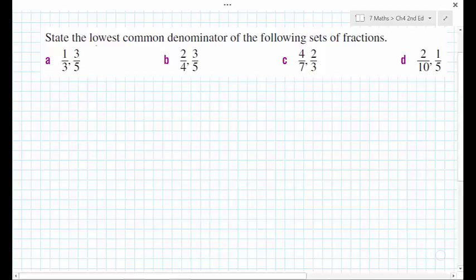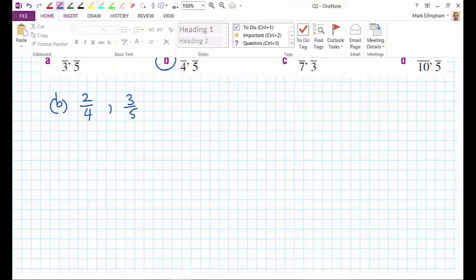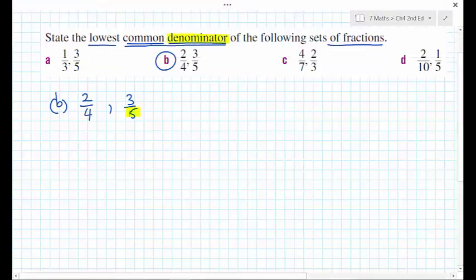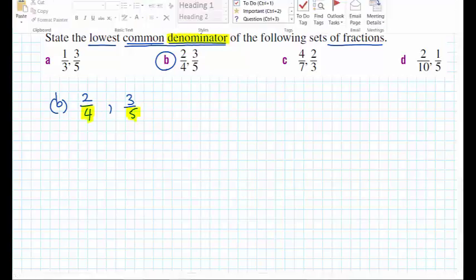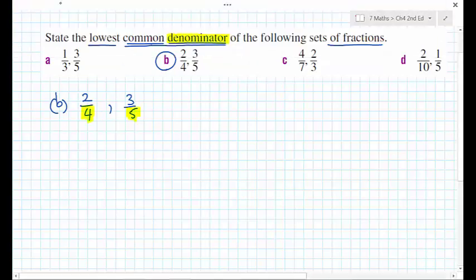Okay, so for these here, it wants me to state the lowest common denominator for the following sets of fractions. So if I look at b here, we have 2 over 4 and 3 over 5. What we want is the denominator, and we want a common denominator. Our denominators are these bits here, and we want a lowest common denominator. It's very similar to lowest common multiple, which is what I really want to find here.